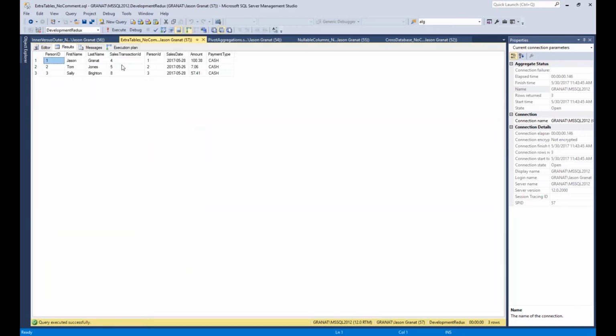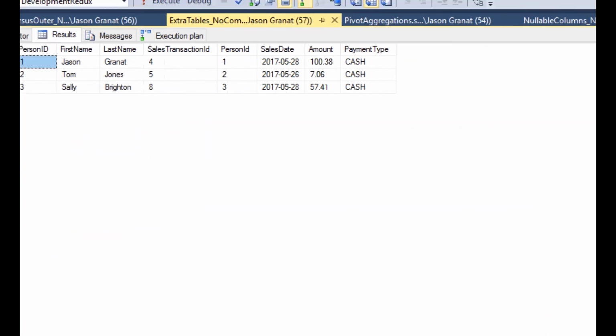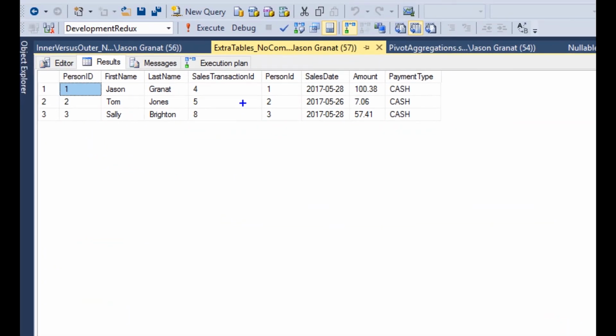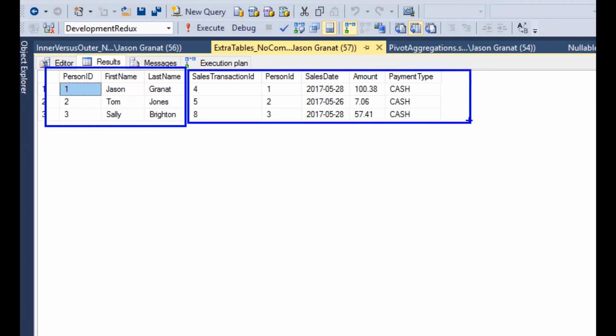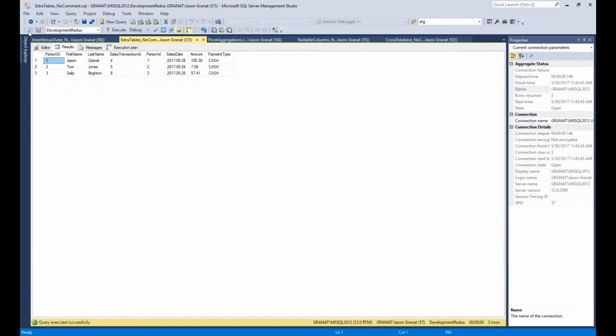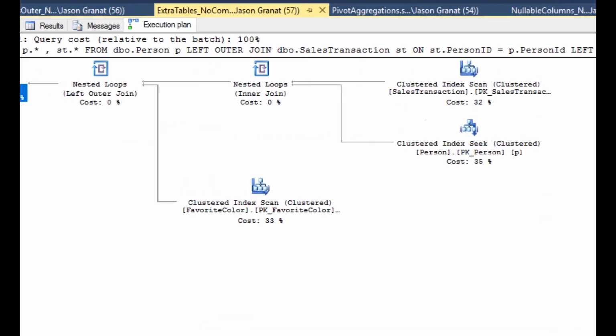And I'd filtered by only items that were cash. So this is using my example before. This is actually an inner join, and I should have written my SQL to show that, and that was probably an oversight on my side. So do as I say, not as I do. But you can see that in our result set, we have the stuff from the person table, we have the stuff from the sales transaction table. I didn't return any of the color-related information, but let's take a look at the execution plan.